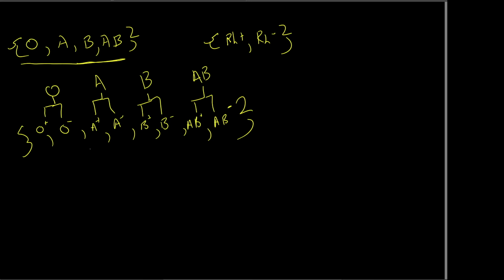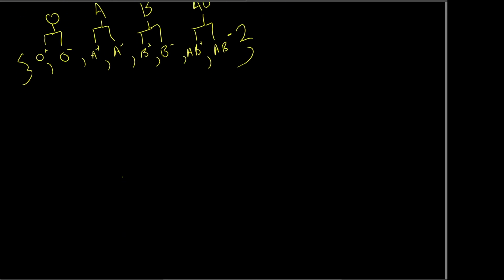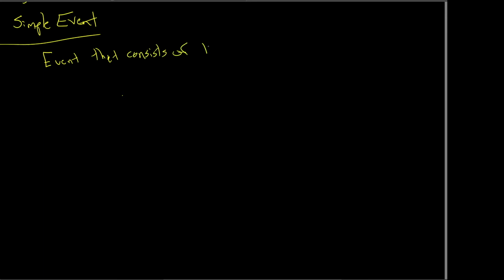Well, we can talk about events in some different ways. So I can talk about a simple event. Right? So we have our probability space. We have our possible outcomes, and we can talk of a simple event as being an event that consists of one outcome. And so this is an event that consists of one outcome.